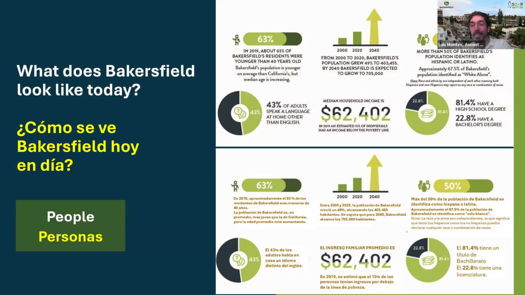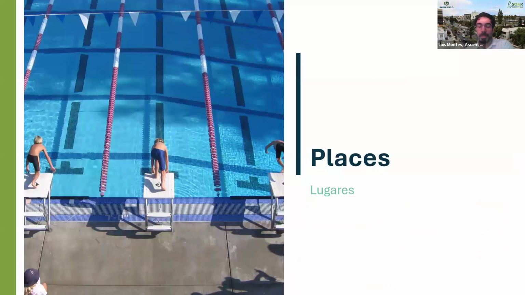Now, looking at income, the median household income is about $62,000, with about 15% of individuals living below the poverty line. So, painting a high-level picture of people in Bakersfield. Now, moving on to places.